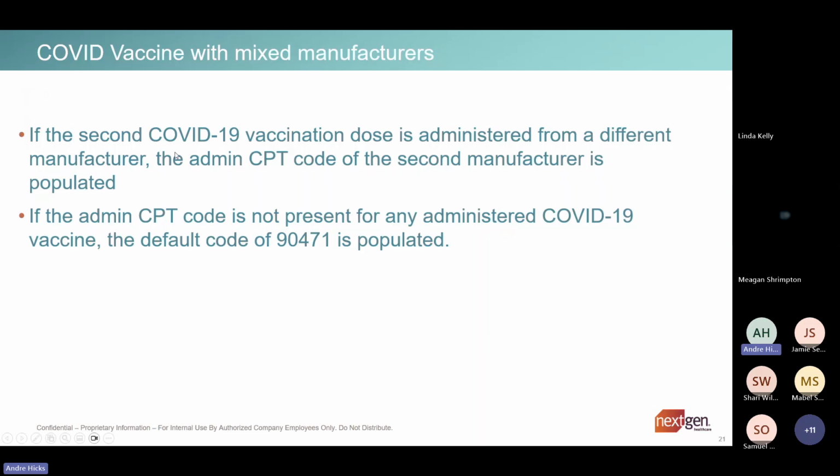Now also, if the second COVID-19 vaccination dose is administered from a different manufacturer, the admin CPT code of the second manufacturer is going to be populated. And if the admin CPT code is not present for any administered COVID-19 vaccine, the default code of 90471 will auto-populate there. So those are some of the changes that we have with the immunizations, the reactions, and these new codes and changes here.